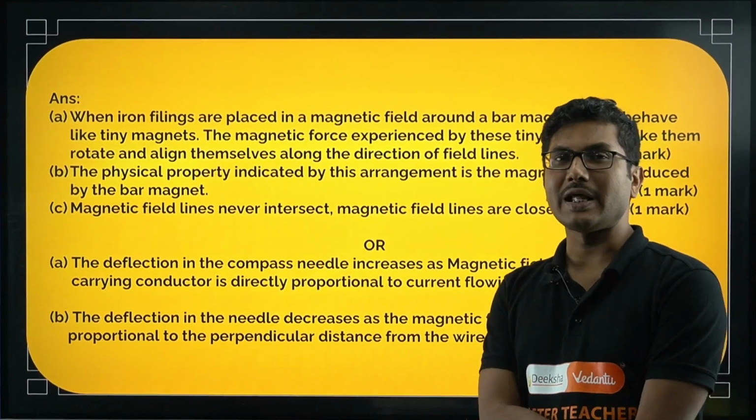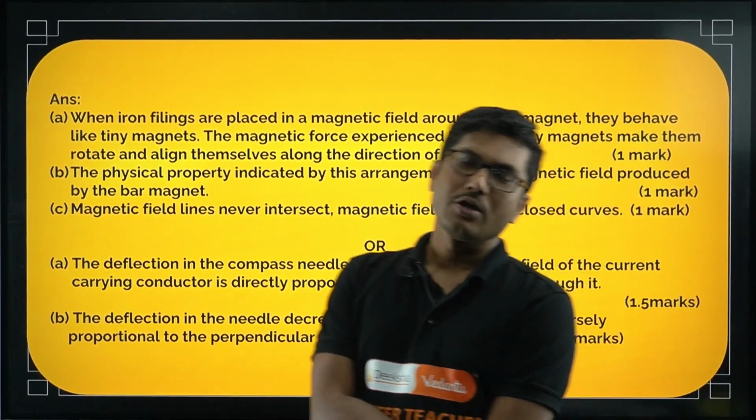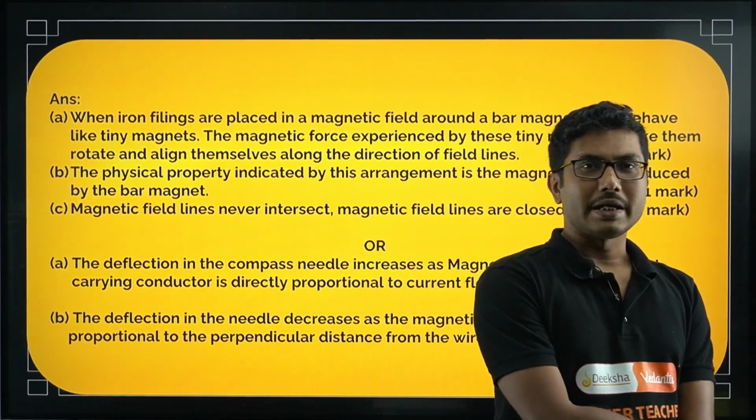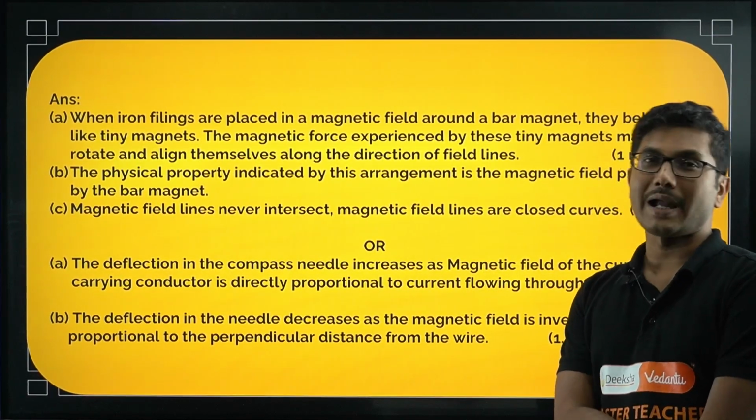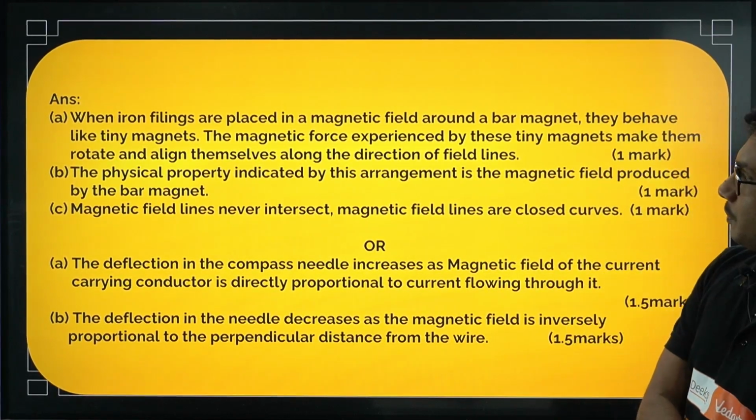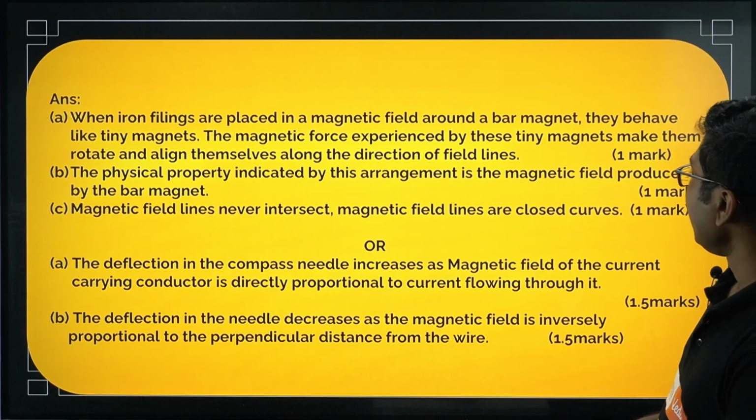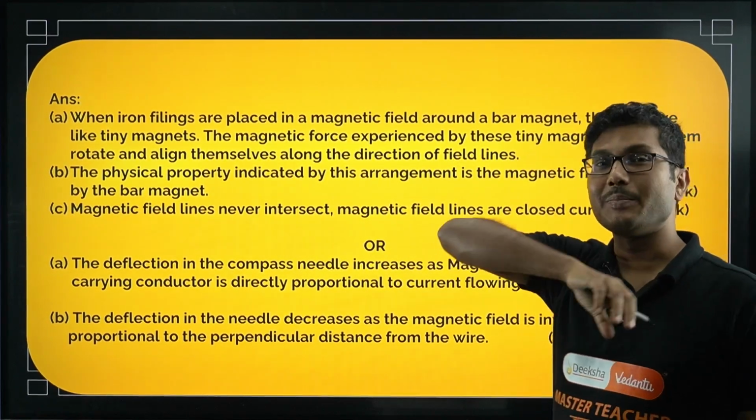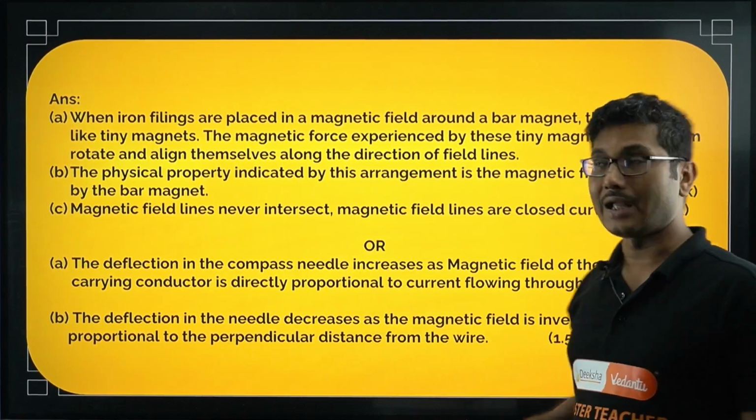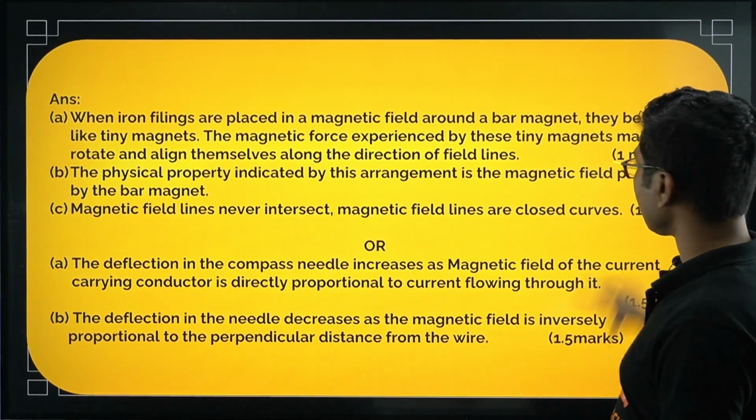lines. So we know that field lines start from north and end at south. Based on how they are getting oriented, they always orient themselves along the lines of the magnetic field. That is why they form a particular arrangement. So basically the iron filings represent the magnetic field lines. For that you will get 1 mark.